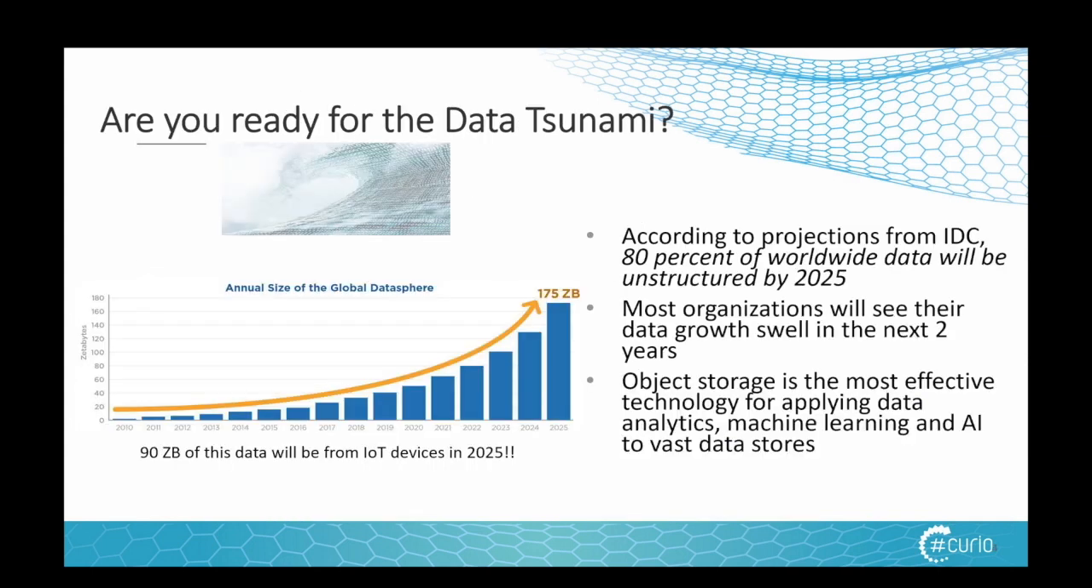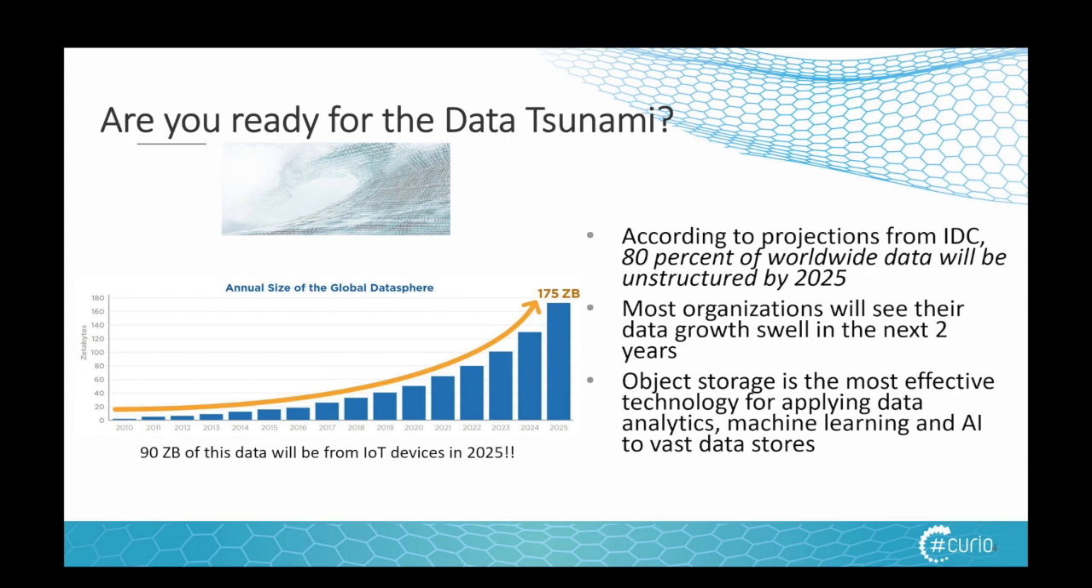And the next question is, are you ready for the data tsunami? According to IDC, in 2025, the global data sphere will be around 175 zettabytes. 90 zettabytes of this data will be from IoT devices alone. IoT is taking over. It's growing rapidly. Right now, I think we're around 59 to 60 zettabytes globally. And as IDC puts it, 80% of the worldwide data will be unstructured by 2025. So where's that data going to go? Object storage. That's where you're going to put most of it.